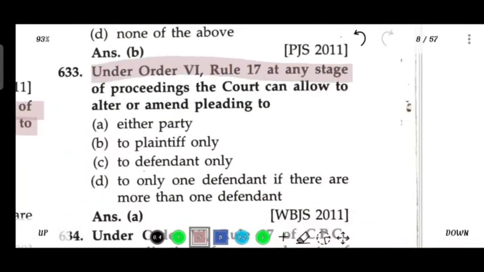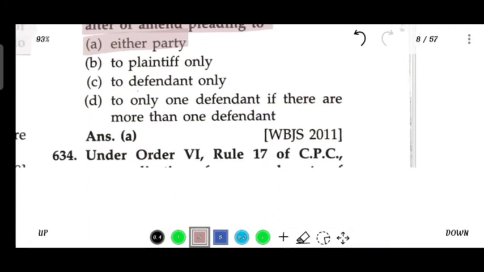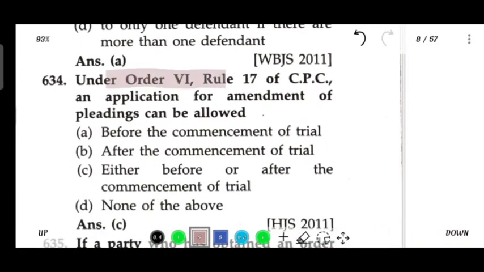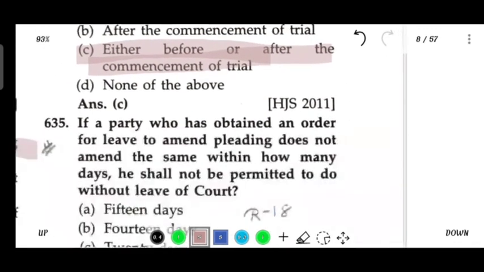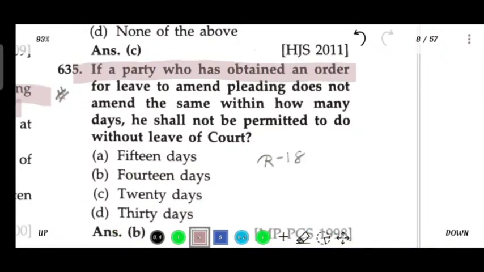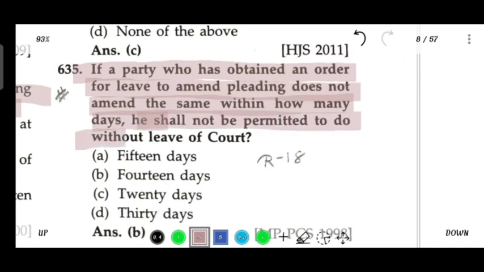Under Order 6, Rule 17, at any stage of the proceeding the court can allow either party to alter and amend the pleading. Under Order 6, Rule 17 of the CPC, an application for the amendment of the pleading can be allowed either before or after the commencement of the trial. If a party who has obtained an order for leave to amend the pleading does not amend the same within how many days, he shall not be permitted to do so without the leave of the court? 14 days.